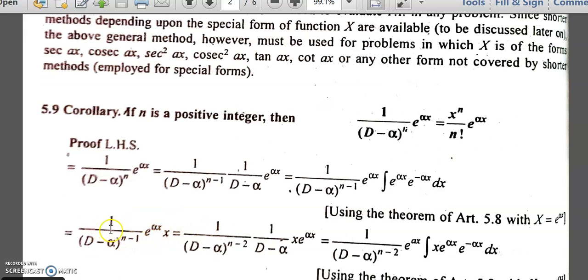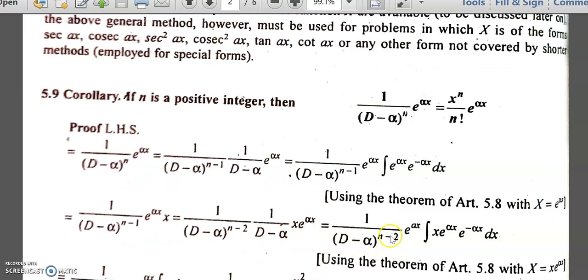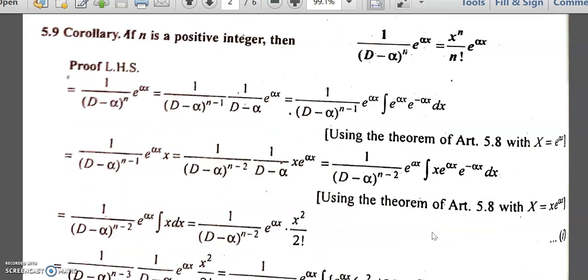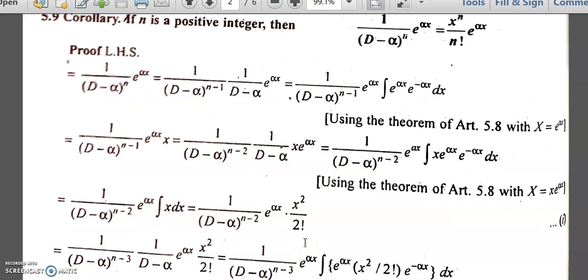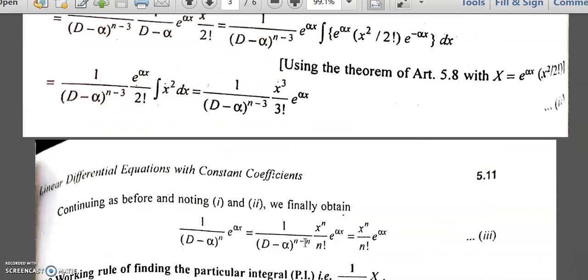And here is 1 by d minus alpha whole to the n minus 1. Now again separate d minus alpha, and here is n minus 2. Now how do we solve it? e to the power alpha x, and here x is x e to the power alpha x, and this is e to the power minus alpha x dx by the formula. Again we get e to the power alpha x minus alpha x, that means e to the power 0, which is 1. So integration of x dx gives x square by 2 factorial. Similarly, following this pattern, we get x to the power n by n factorial e to the power alpha x.